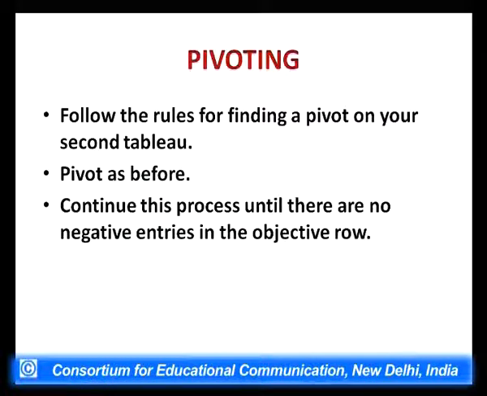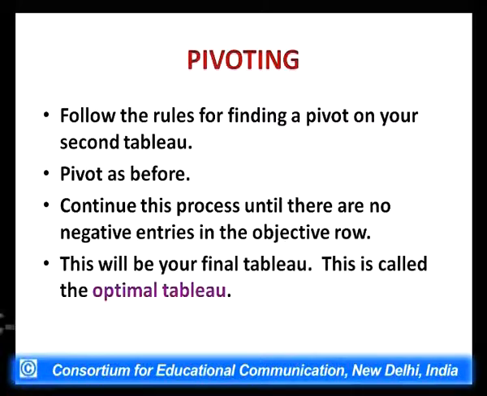Yes, sir. We are talking about these tables. Continuing our lecture further with our management problems, organizational problems, where we can convert the problem into mathematical form and we get a solution to our problem using OR techniques. And pivoting, again we will do the pivoting, following the rules for finding a pivot on your second table. Pivot as before. Continue this process until there are no negative entries in the objective row. And this will be your final table. This is called the optimal table.